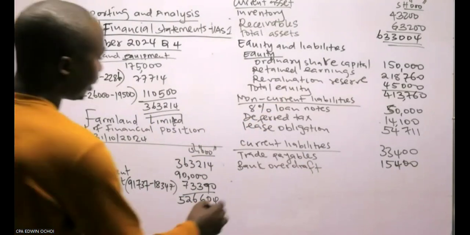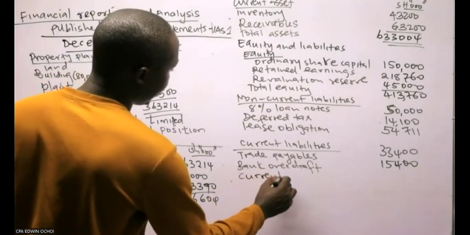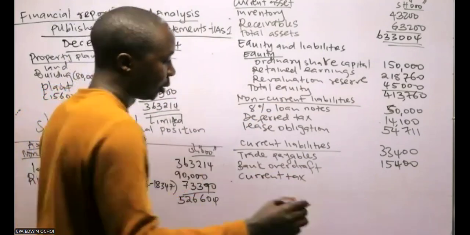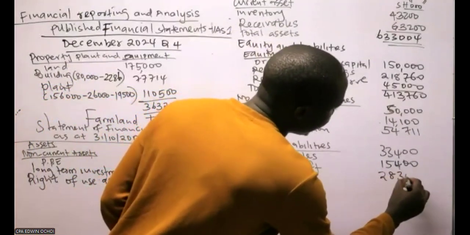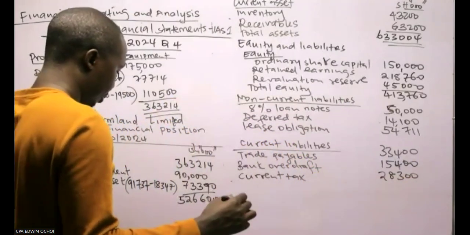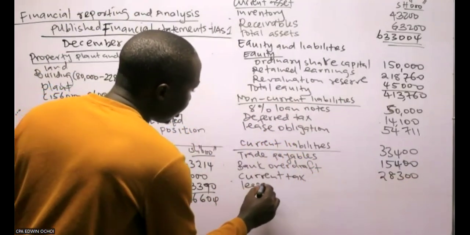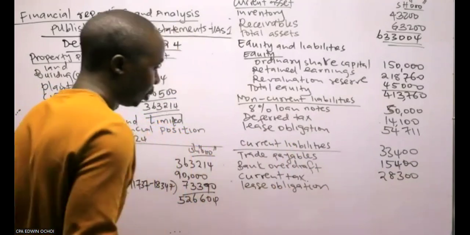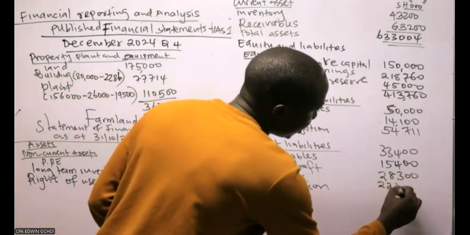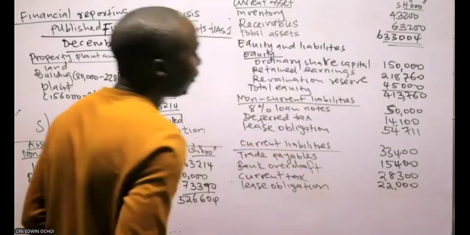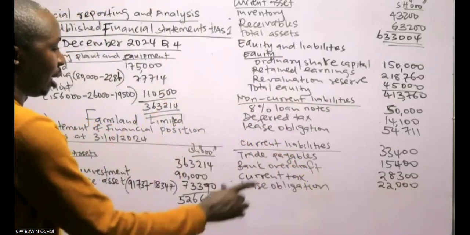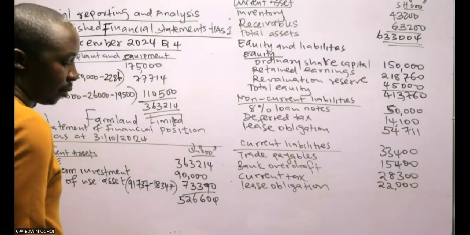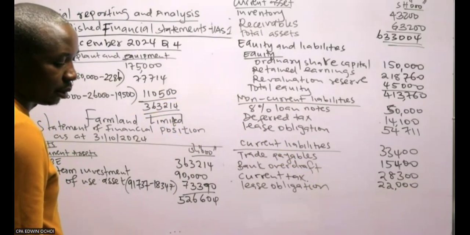Then we have current tax from the additional information. So that is an obligation because it has not yet been paid. 28,300, the current tax. Then the lease obligation from the amortization schedule. The 22,000, we said it will be paid for a period not exceeding 12 months. That is a current liability.